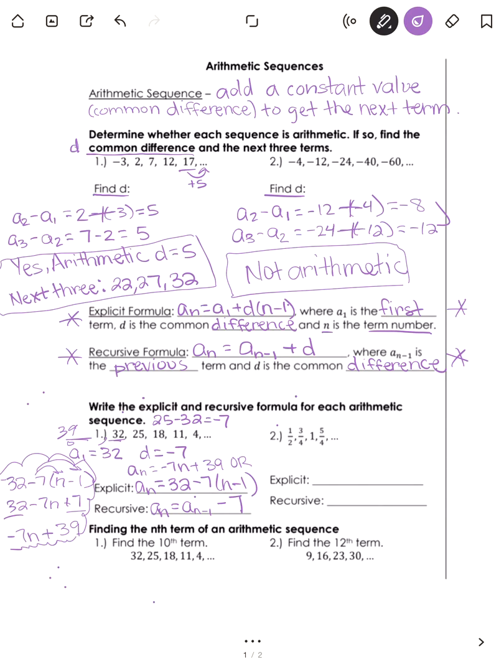Looking at the next one, we have 1/2, 3/4, 1, and 5/4. So this might be easier if we get common denominators. So this would be 2/4, 3/4, 4/4 is 1, and 5/4. So my first term, we have to use what they gave us. So a sub 1 equals 1/2. My common difference is going to be 1/4, or 0.25.